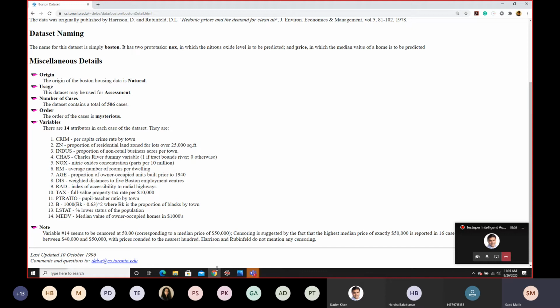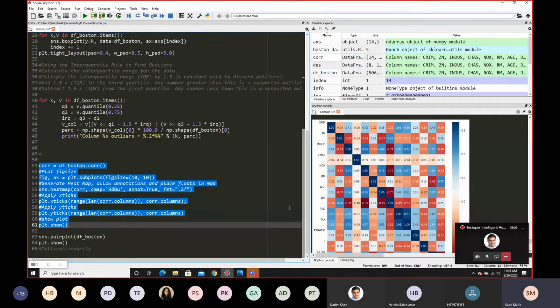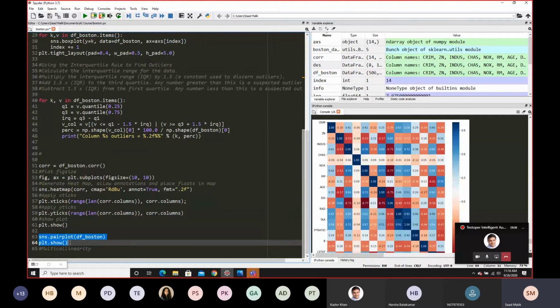So let's look at another way to illustrate these correlations between two values. Chad, sorry, could you explain what a heat map is? Yeah, sure.